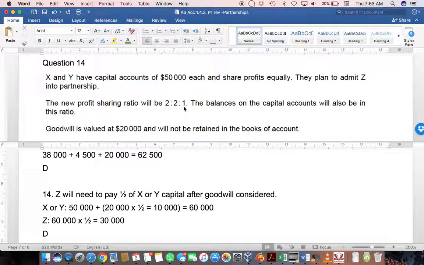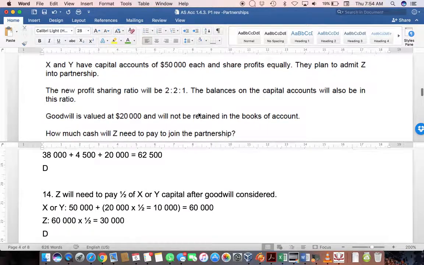Now just pause here a little bit and notice that this is X, Y, Z. If you ignore Z for a little bit and you just look at X to Y, you can see it's 2 to 2, which actually is the same as 1 to 1. In other words, between the two of them, they've got the same ratio, but suddenly they are going to give Z half of what each of them have got, or a fifth of the total, and each of them will have 2/5. The balances on the capital accounts will also be in this ratio.